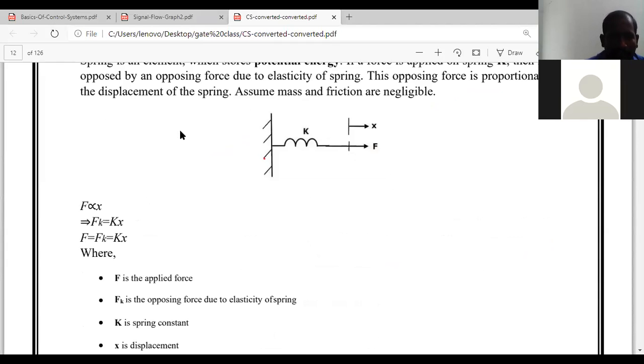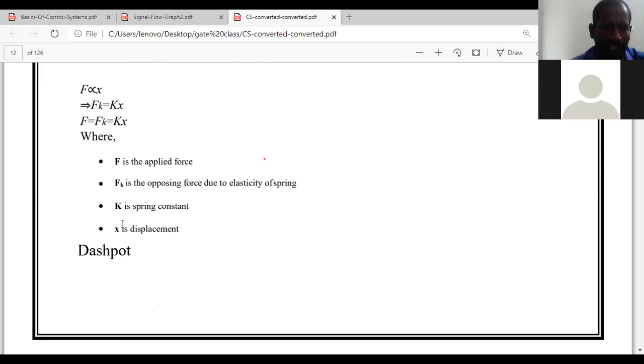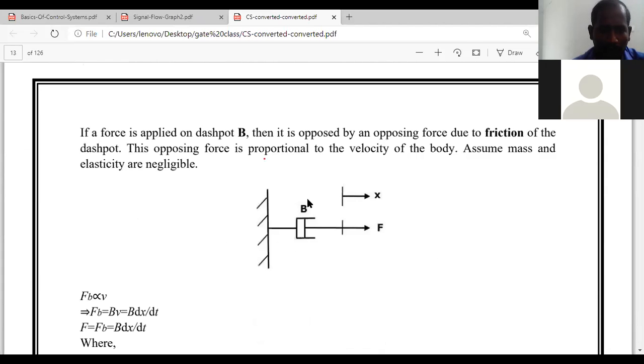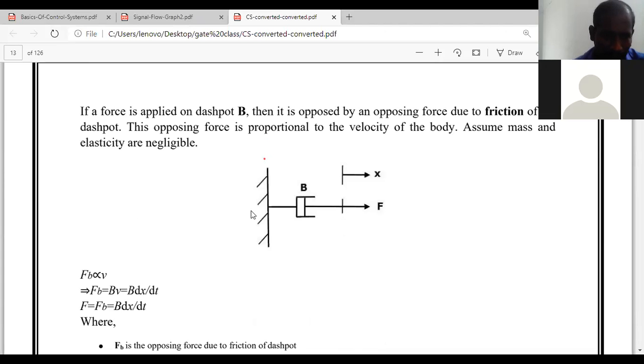And likewise for the spring, just now I told it's Fk is equal to K into X. Like that, for the dashpot I told it's B into dx by dt.